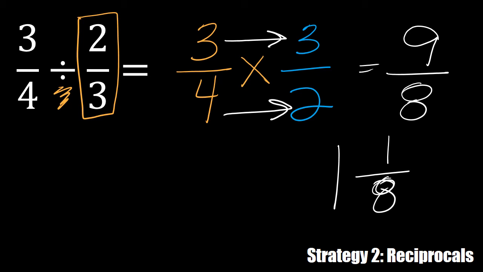And so we have two different strategies. The first strategy is finding common denominators. The second strategy is using the reciprocal. And so at any time you can use either strategy. It is up to your preference.